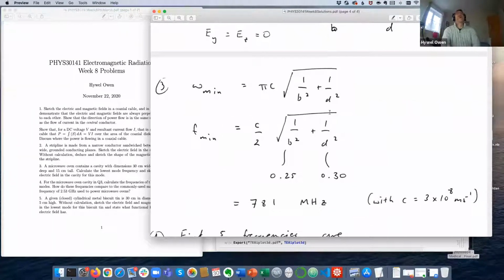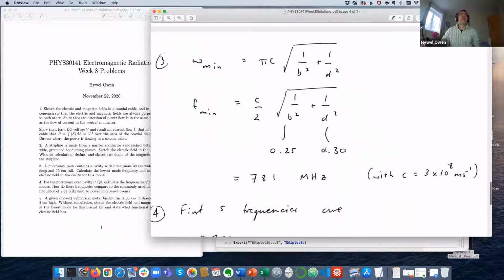If we look back at the notes, for the minimum frequency in the lowest mode, remember there's no mode number in a, so nx equals 0. It's just 1/b² plus 1/d². And if I convert that to frequency, then I divide by 2 pi and pop those numbers in, it's about 780 megahertz. Now, this is where it gets a little trickier.